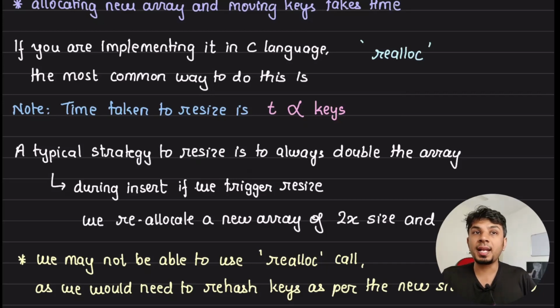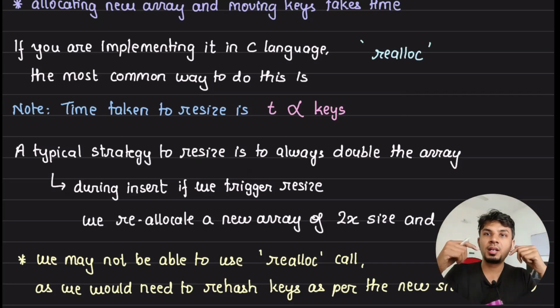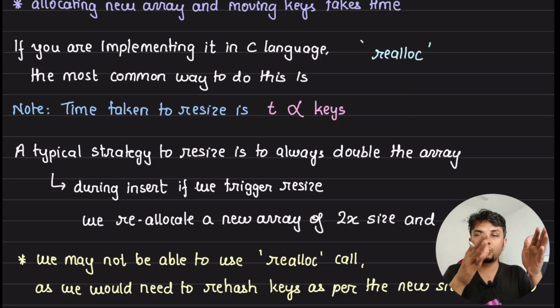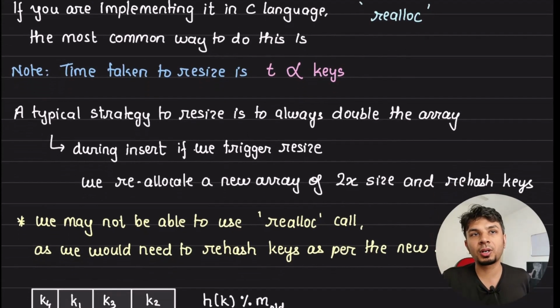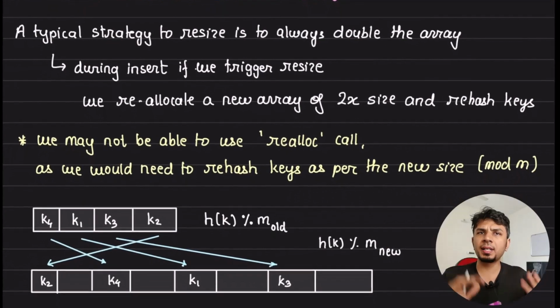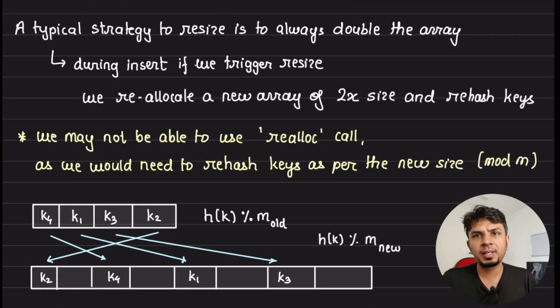The time taken to resize is proportional to the number of keys that you have. The larger the number of keys, the more time it would take for your OS to allocate it, and the more time it would take for you to copy the old keys and put them into the new array. So time to resize is proportional to the number of keys that you are holding. A typical strategy to resize is to always double the array.